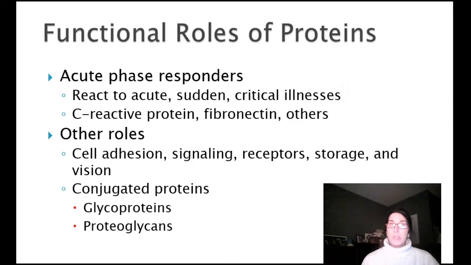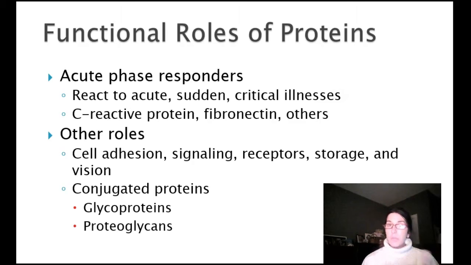Additional roles of proteins: acute phase responders. What does that mean? Well, if you've ever heard of C-reactive protein, that at one time was measured after a surgery to see if there were any signs or symptoms of infection. Well, anytime you have a surgery, there's trauma to tissues, and the C-reactive protein will be elevated, so they stopped actually looking at that marker after surgery. And those are usually called positive acute phase responders because they go up in response to inflammation, stress, infection.